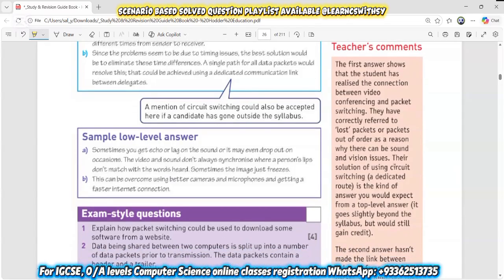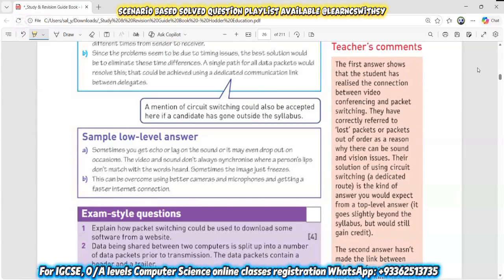First answer shows that the student has realized the connection between video conferencing and packet switching. They have correctly referred to lost packets or packets out of order as a reason where they can have some issues. The solution of using circuit switching, a dedicated route, is the kind of answer you would expect from a top level answer. It goes slightly beyond the syllabus, but still, maybe some child has read it somewhere, so definitely he will be able to gain some decent marks because of this understanding.